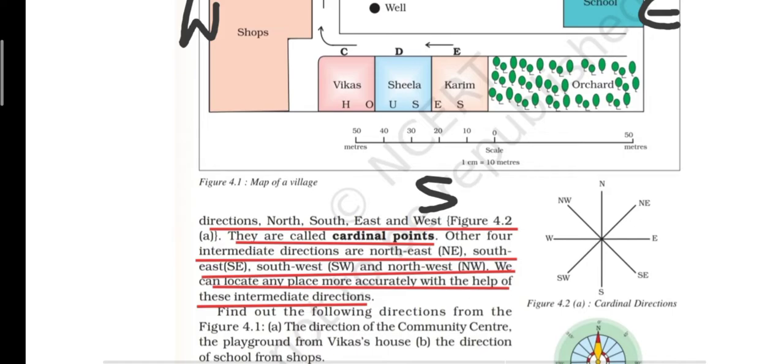So all the 4 directions, that is the north, south, east, and west, are together known as cardinal directions. So the definition of cardinal direction is very simple, that all the 4 directions, that is north, south, east, and west, are known as cardinal directions. And these cardinal directions also help us to find any place. Okay.